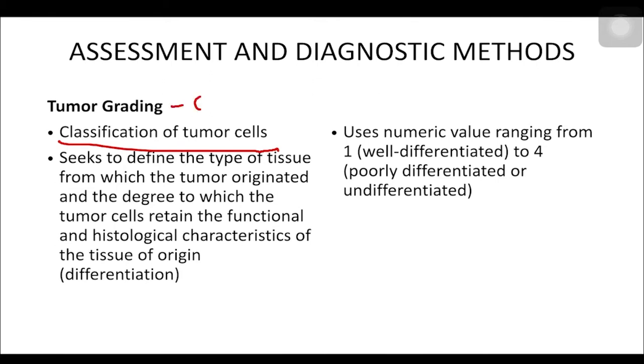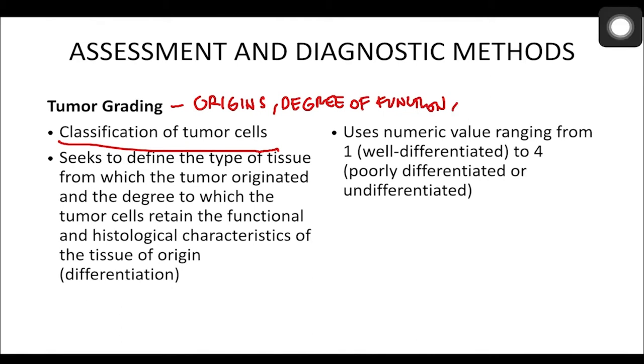Okay, so where it originated, to notify the degree of function, and to have histological characteristics. Okay. So, bakit siya grade ng ganito? Again, it seeks to define the types of tissue from which the tumor originated, the degree to which the tumor cells retain the functional histological characteristics of tissue of origin for differentiation.